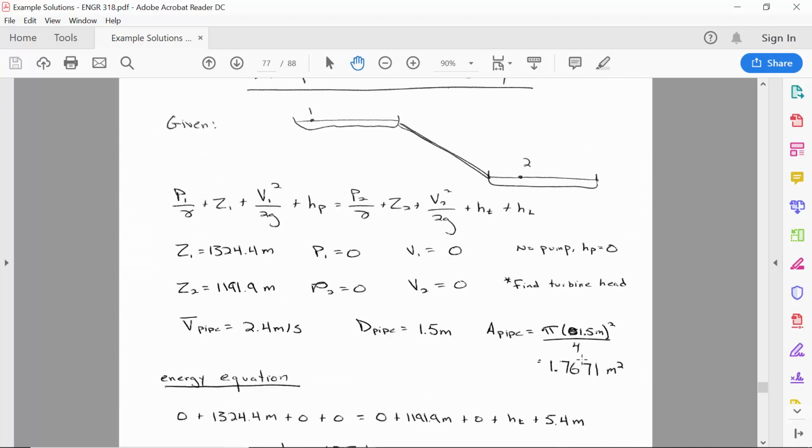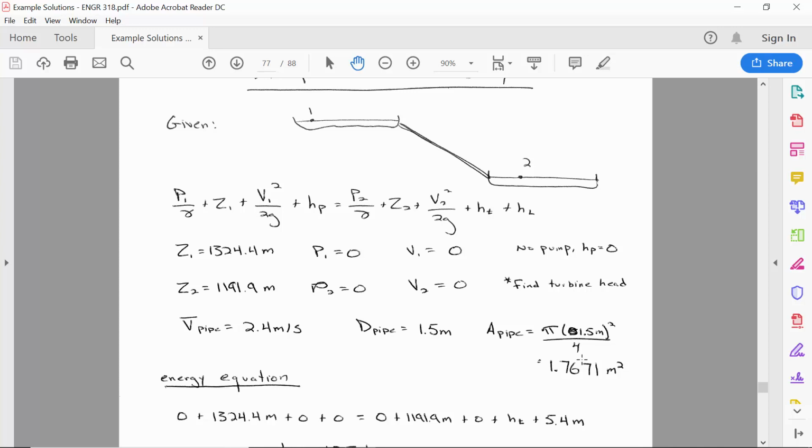All right. So Z1 is 1324.4 meters. The Z2, so we're subtracting 1191.9 meters, and we're also subtracting the losses. The losses are 5.4 meters. So the H sub T, this is how much energy can be extracted by the turbine. It's 127.1 meters.